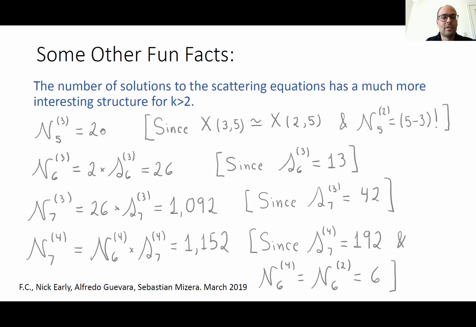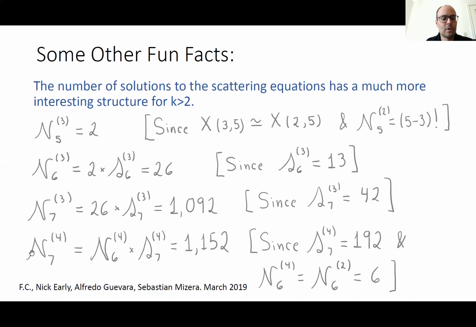Now you do the same thing for higher k. You start with 5 particles, k equals 3 is equal to 2 since there is a duality. For 6 particles, you solve the equation for the soft particle, which is 13 solutions times 2, which gives you 26. You do it for 7 particles and k equals 3. You find the 26 from here. You solve the equations for the 7th particle soft equations, and you find 42.